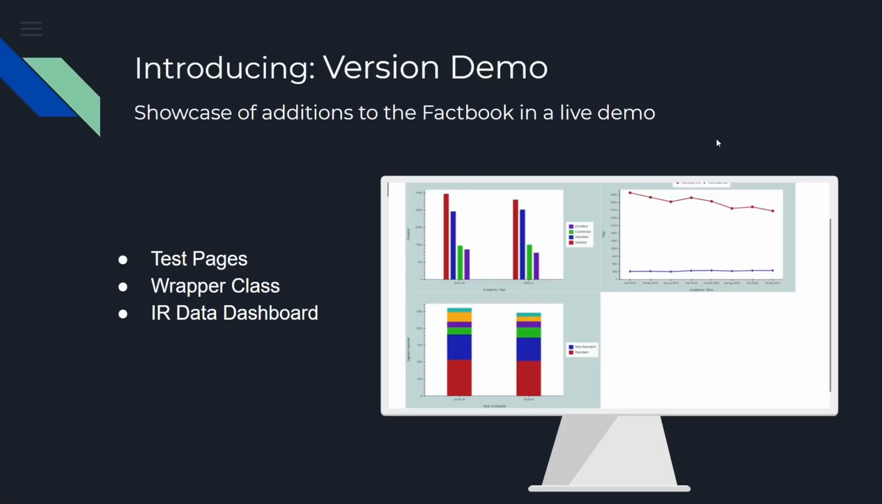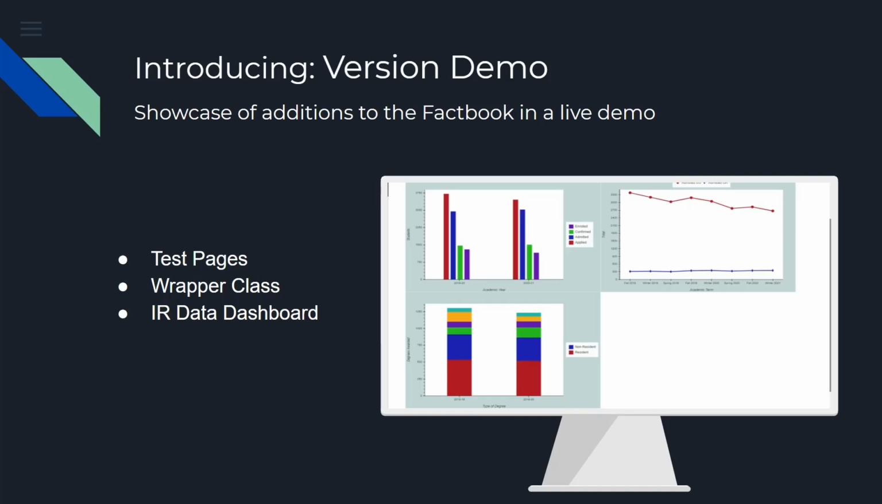Thank you for the introduction, Michael. Hi guys, my name is Anthony, and today I'll be showing you a live demo of the Interactive Factbook 2.0. I'll be going over our test pages, which is where we acquainted ourselves with the current codebase. Once we were acquainted with the codebase, we were able to add functionality in the form of a wrapper class. A wrapper class encapsulates the Bokeh library functions, which streamlines the creation of graphs and makes it easier for newer developers to add to the project.